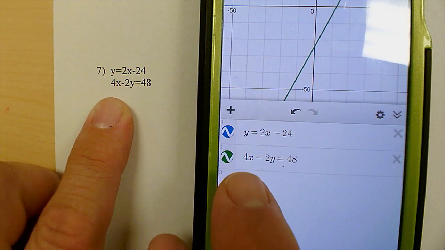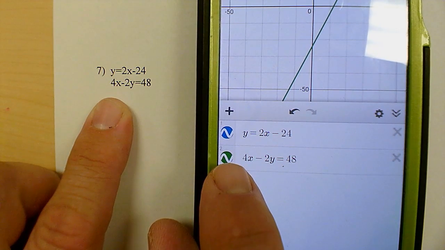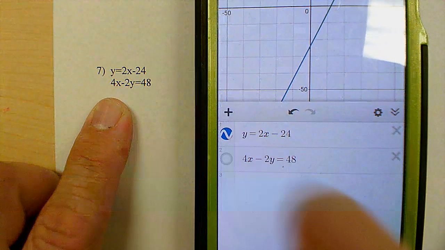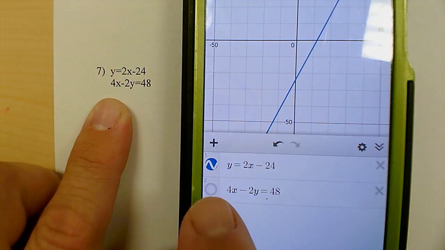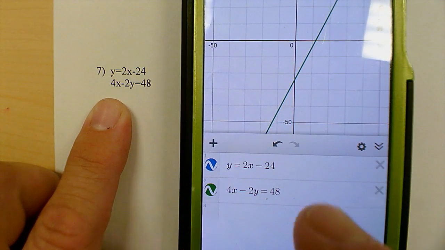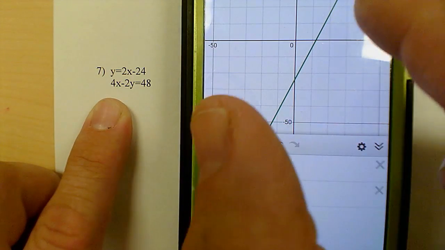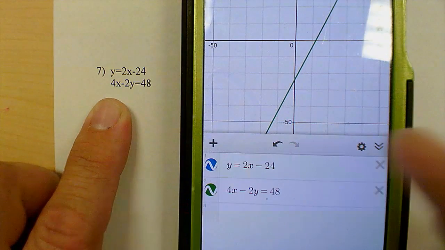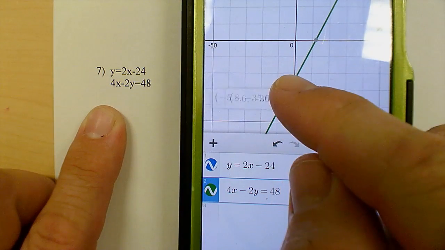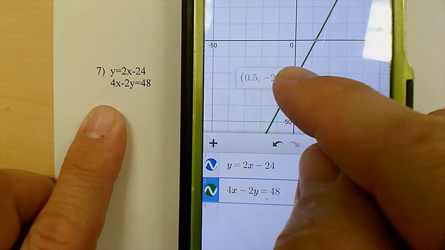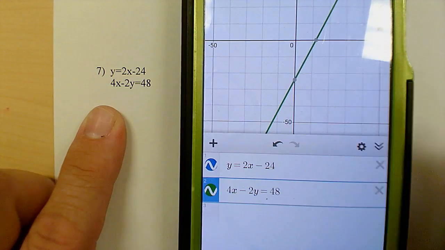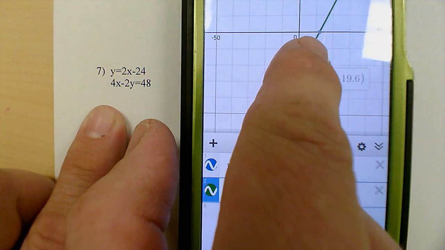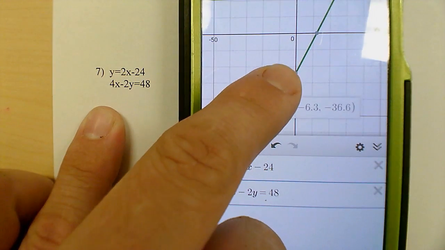My tip is to always turn off that graph by tapping this icon to the left. And then watch the graph as you turn it back on. You'll see that it's actually in the exact same place as the other equation is. What that means is all of these points are solutions that are along this line. So for example, 3.9, negative 16.2 is a solution. And all of the points along that line are solutions.